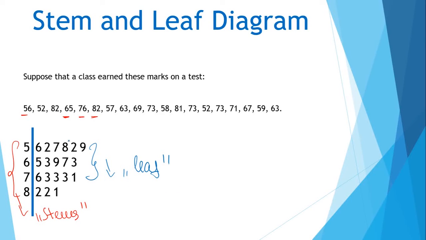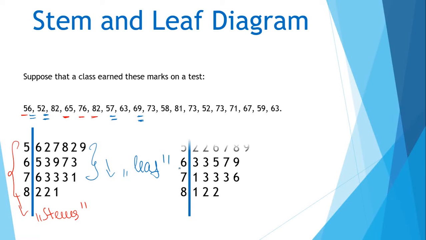For example, 56, 52, 57, 69, and etc. Then put the leaves in each row in order from lowest to highest. And remember to include a key.